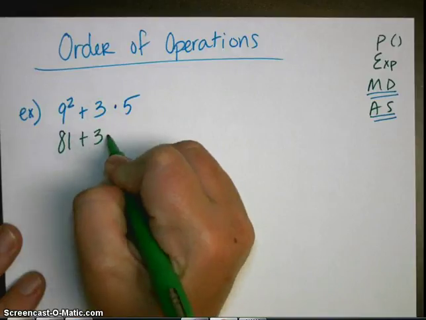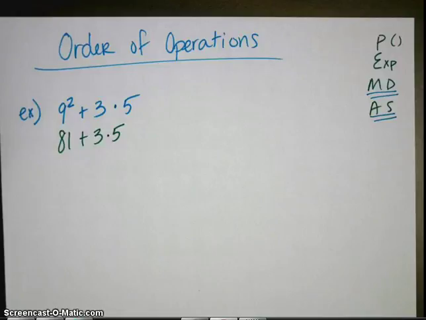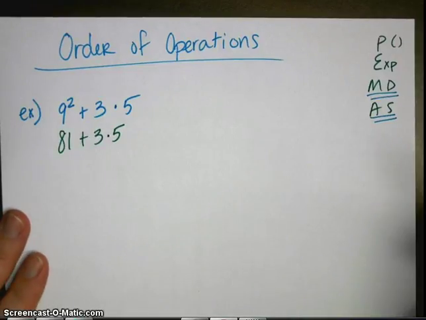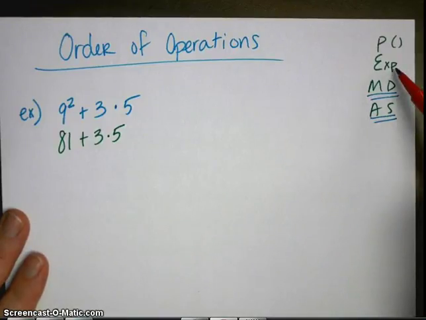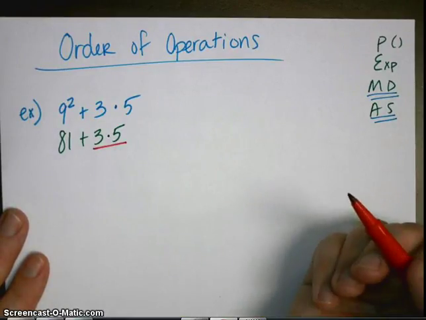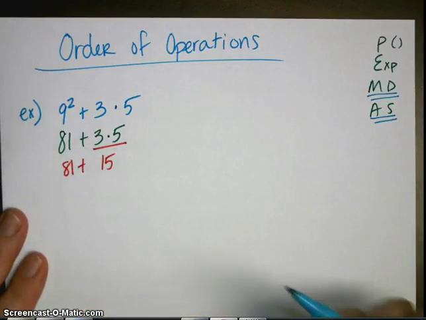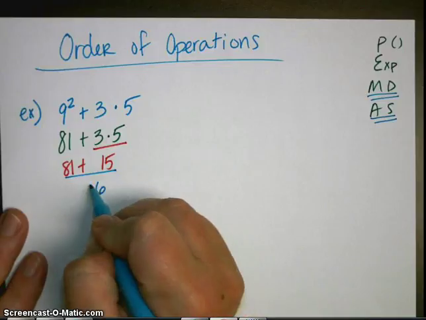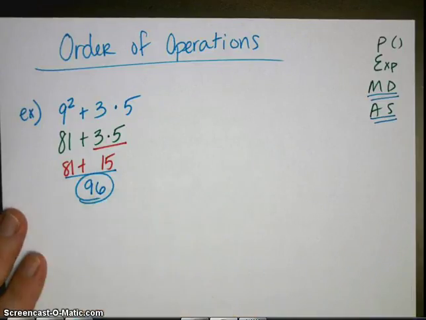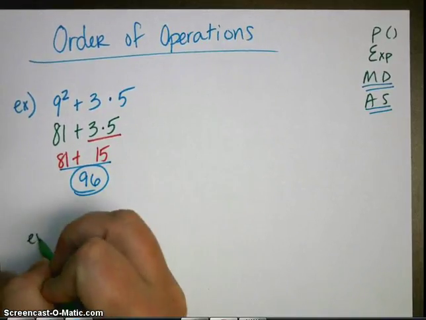I rewrite the rest of the problem like the shape of a triangle, because eventually in math I'm going to have to tell the reason why I made these steps. So the next part, do I see any more exponents? No. Do I see multiply or divide? Yes, I see multiply, so I'm going to underline the multiplication. 3 times 5 is 15. Then I'm going to bring down the 81. 81 plus 15 is the final step. That gives me 96.